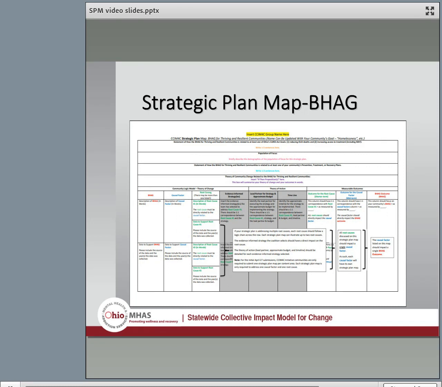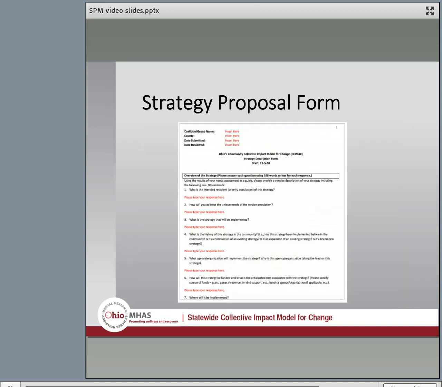The BHAG plan map looks a little different in that we're identifying what the BHAG is rather than the opioid use disorder outcomes. However, you still need your root cause and strategies in those gray boxes. And each of these plan maps also identifies up to 2 root causes. These annotated forms, as well as the blank forms for you to complete and turn in, can be found on the website.